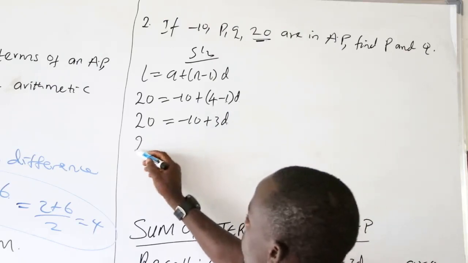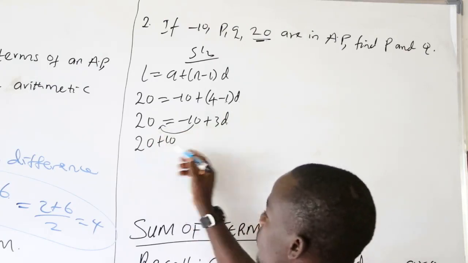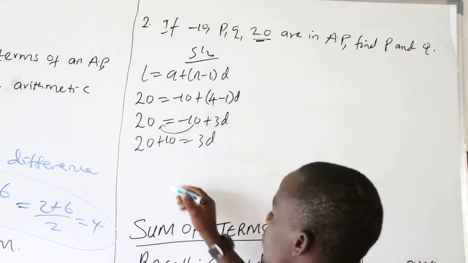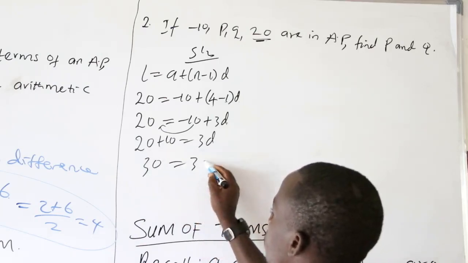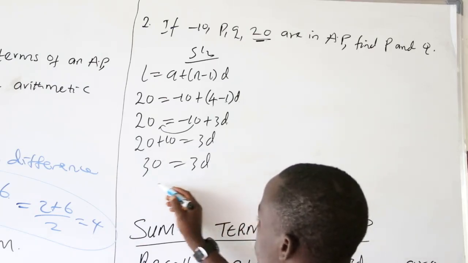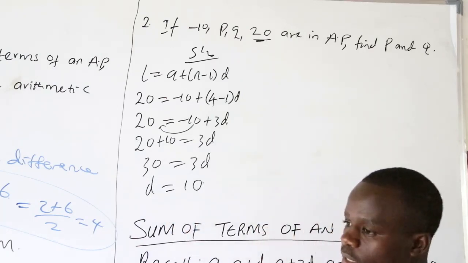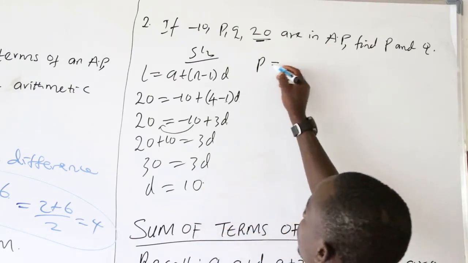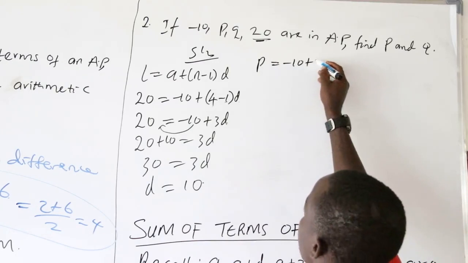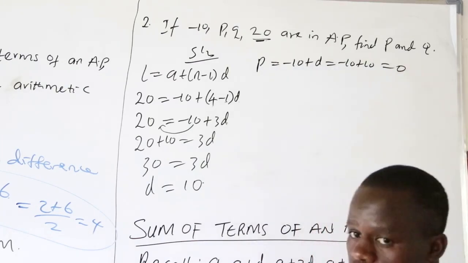Then we collect like terms. 20 plus 10, that's if you take this one back here, it will give us positive. It's equal to 3D. So 20 plus 10 is 30, equal to 3D. Dividing both sides by 3, we'll have D to be 10. That's the common difference. Now, if the common difference is 10, then P will be minus 10 plus D, which is minus 10 plus 10, and we have 0.